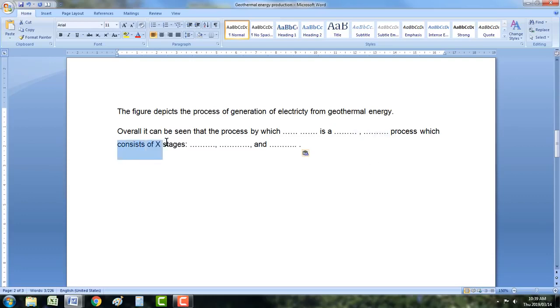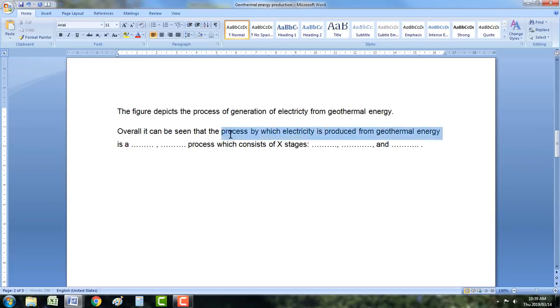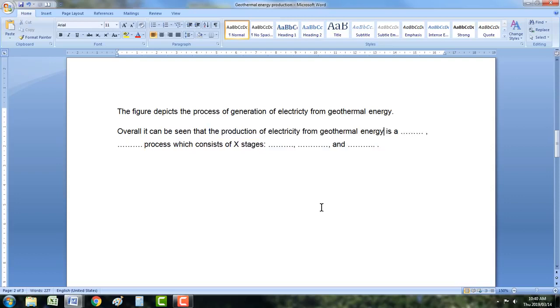Process, which consists of X stages. This is the number of stages. In our example, it's 5. And then you're going to try and name the stages, which can be difficult. So, the process by which electricity is produced from geothermal energy. This whole thing, this is one big noun phrase. You can change it to something like the production of electricity from geothermal energy. It's fine, just put the big noun phrase in there. But I like this by which. It gives you a nice passive structure, and the examiner will like it if you do that.